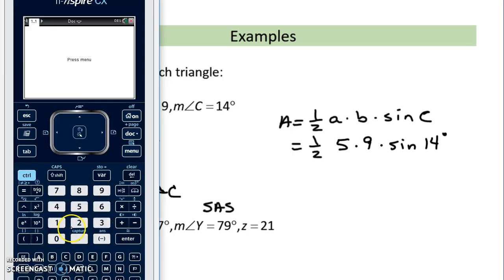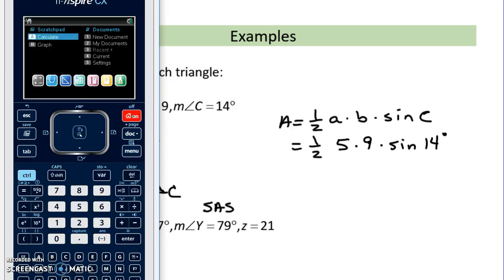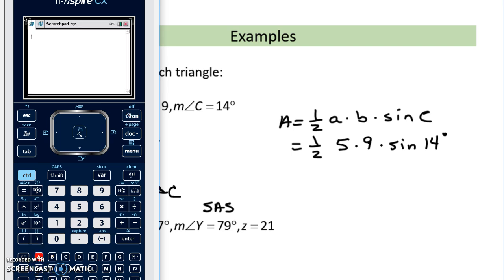So we need to enter this in the scratch pad. If you go to the home screen and then press A, we can get in the scratch pad. 1/2 times 5 times 9 times the sine of 14 degrees. And we shouldn't need to enter the degree symbol if we're already in degree mode.